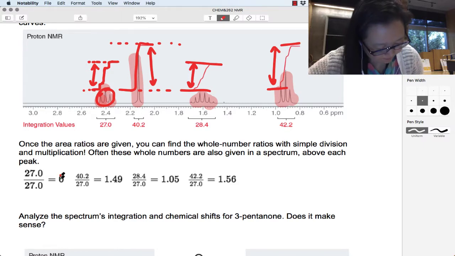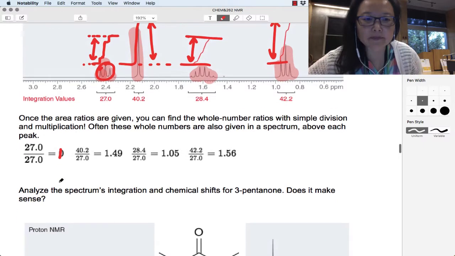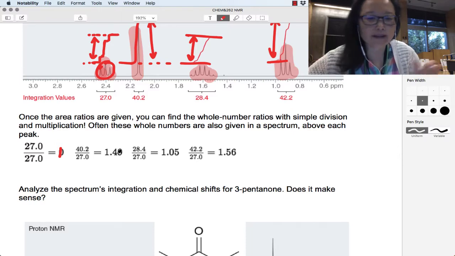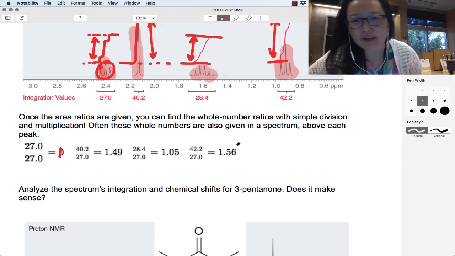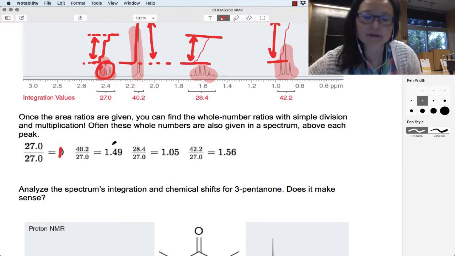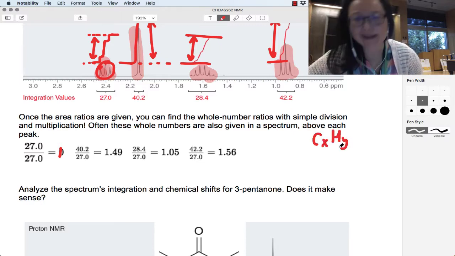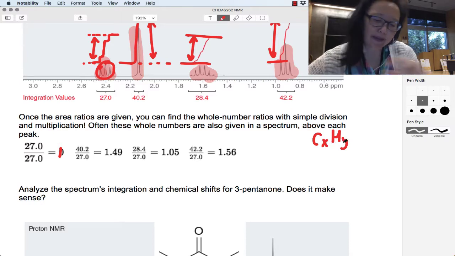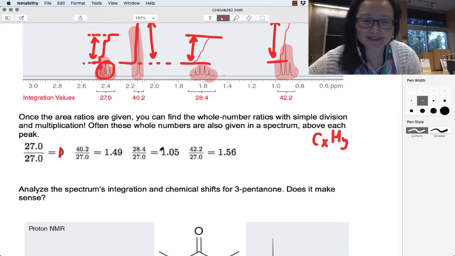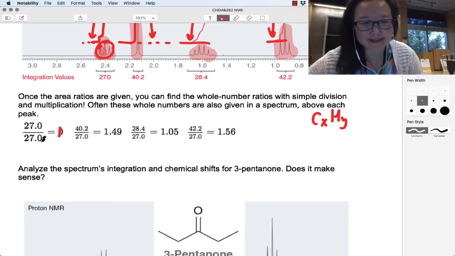This is a typo here. This is 1, obviously. Okay, so 1 to 1.5-ish to 1-ish to 1.5-ish, right? So you can just play around with it. It's a lot like when you did empirical formula in Gen Chem. You remember you divided by the smallest number in moles and then you got the lowest, simplest mole ratio. So it's a lot like empirical formula calculations.